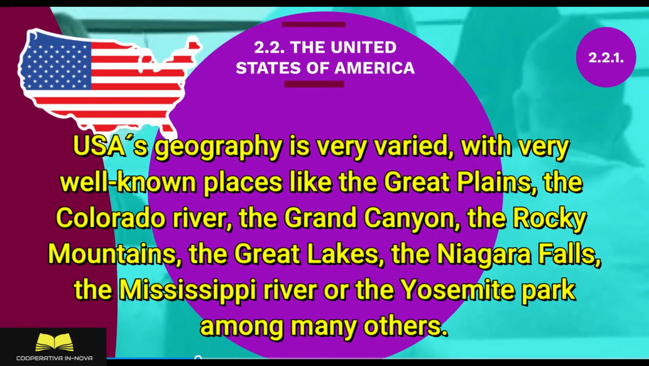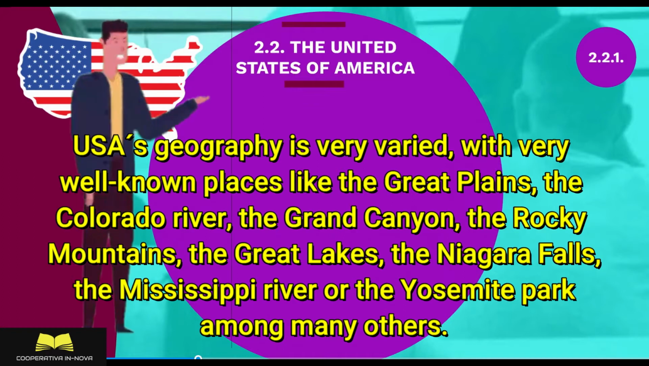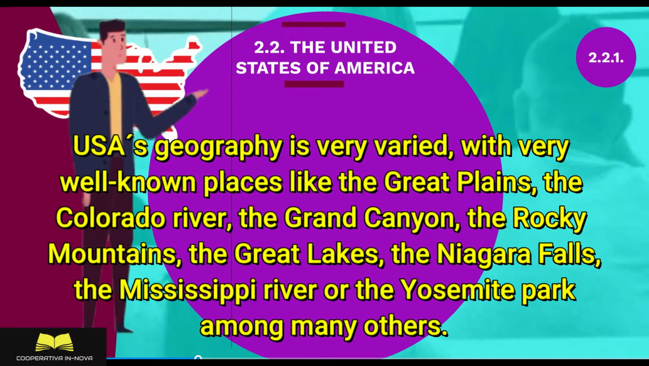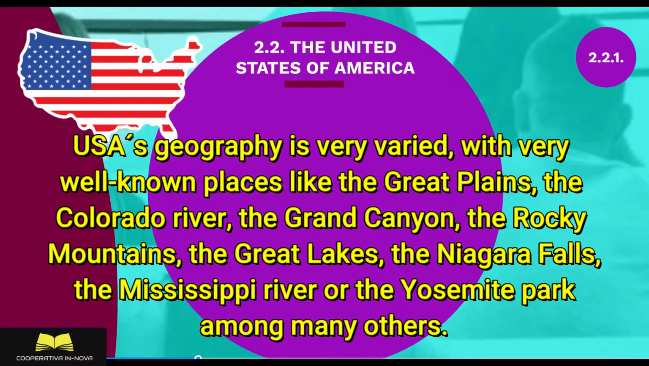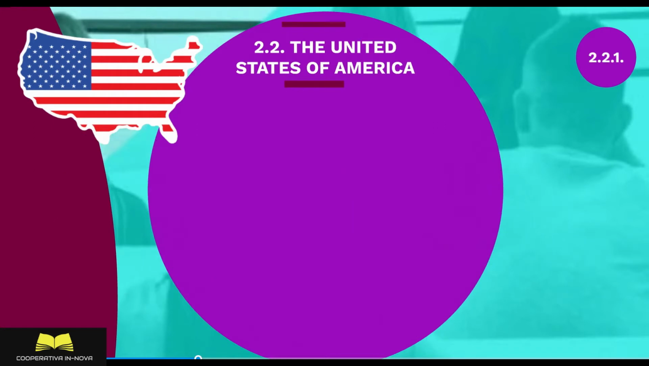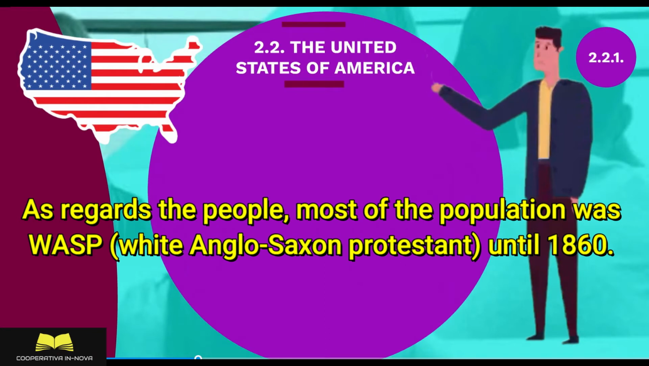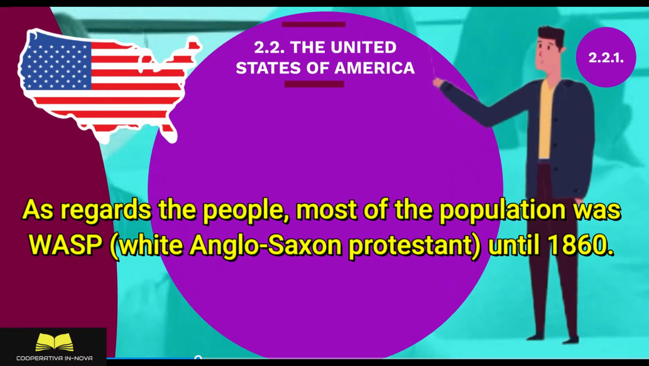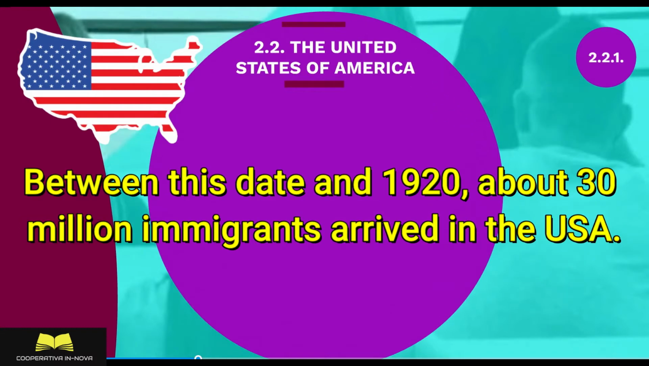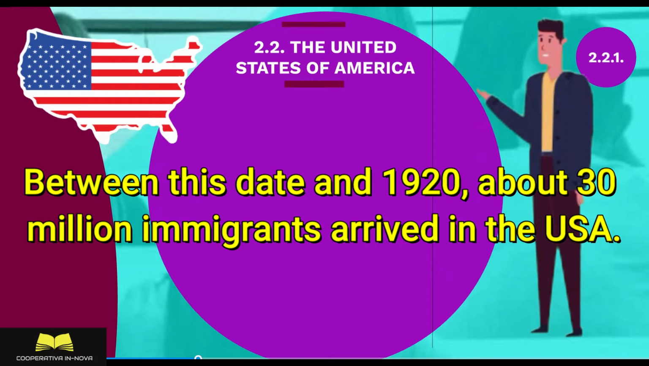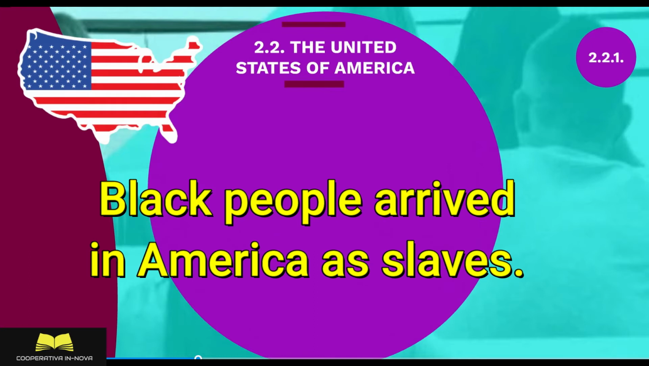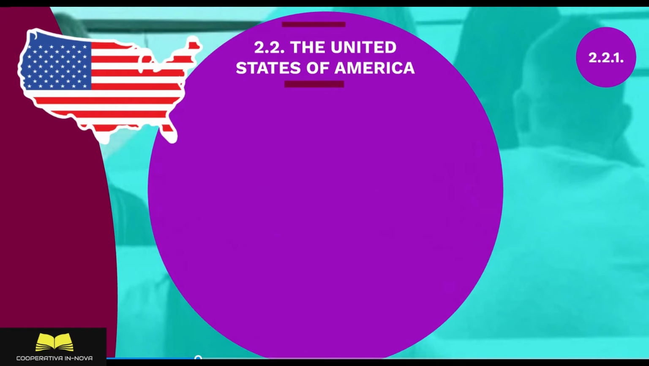USA's geography is very varied, with very well-known places like the Great Plains, the Colorado River, the Grand Canyon, the Rocky Mountains, the Great Lakes, the Niagara Falls, the Mississippi River, or the Yosemite Park, among many others. As regards the people, most of the population was WASP, white Anglo-Saxon Protestant, until 1860. Between this date and 1920, about 30 million immigrants arrived in the USA. Black people arrived in America as slaves.